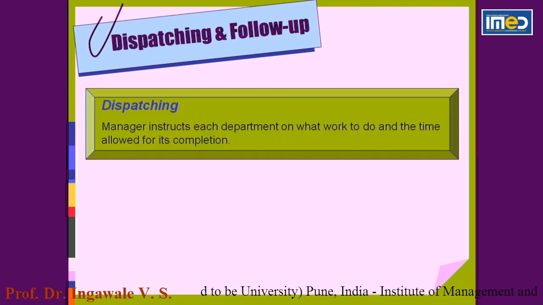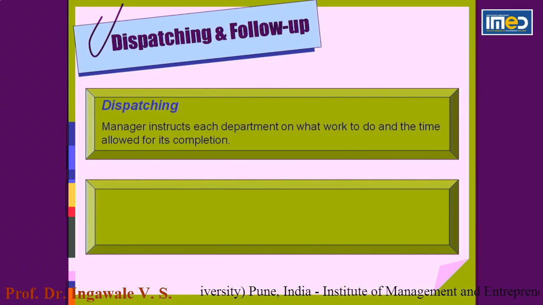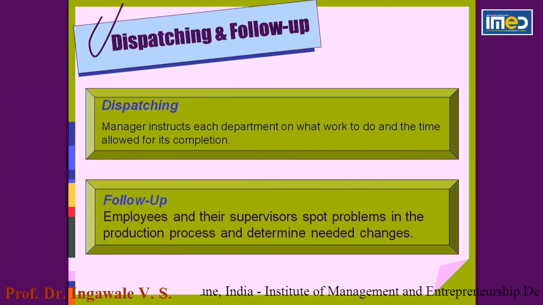The next concept is dispatching and follow-up. In dispatching, as I have already discussed, the manager instructs each department on what work to do and the time allowed for its completion. So the exact time of completion is prepared in advance in those schedules, and then he dispatches those orders. Then follow-up. There should be continuous follow-up, where employees and their supervisors spot problems in the production process and determine needed changes.